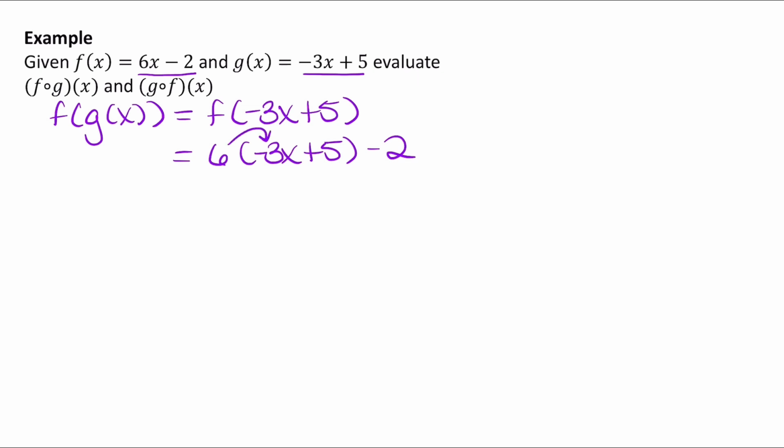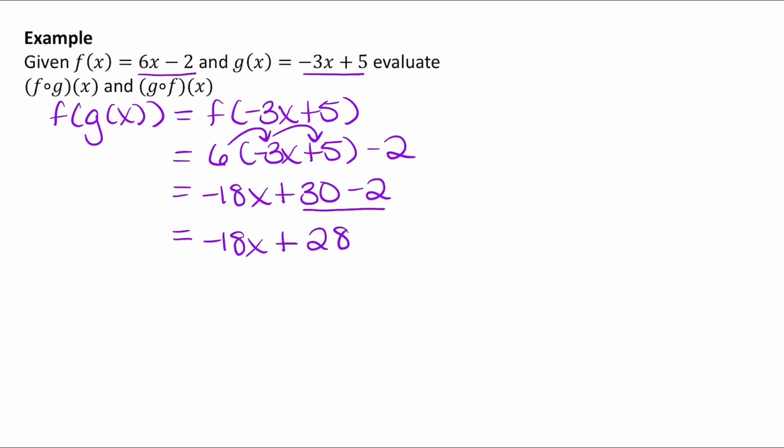I'm going to start off by distributing the 6. So that's going to give me negative 18x plus 6 times 5, which is 30, and then I have minus 2. Now all I need to do is combine the like terms that I have, and notice that I have a 30 minus 2, so this is going to become negative 18x plus 28. And that is how I figure out f of g of x.